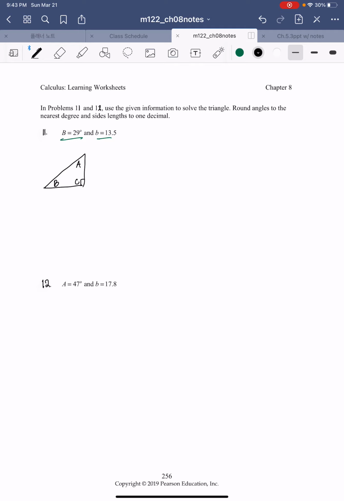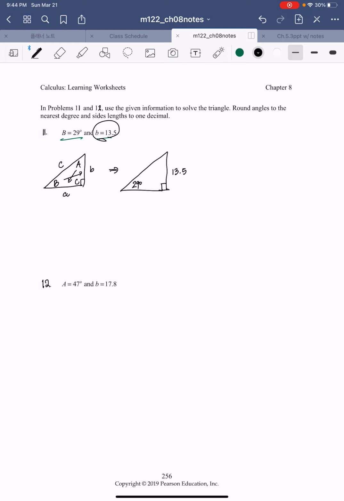Let's also label the side opposite from angle A; we'll call it a. The side opposite from angle B, we call it b, and then c for the hypotenuse. So I'm going to label this with the information. C will be 90, B will be 29 degrees, and we are given a length that is opposite, 13.5. So we have to find the missing sides and angles.